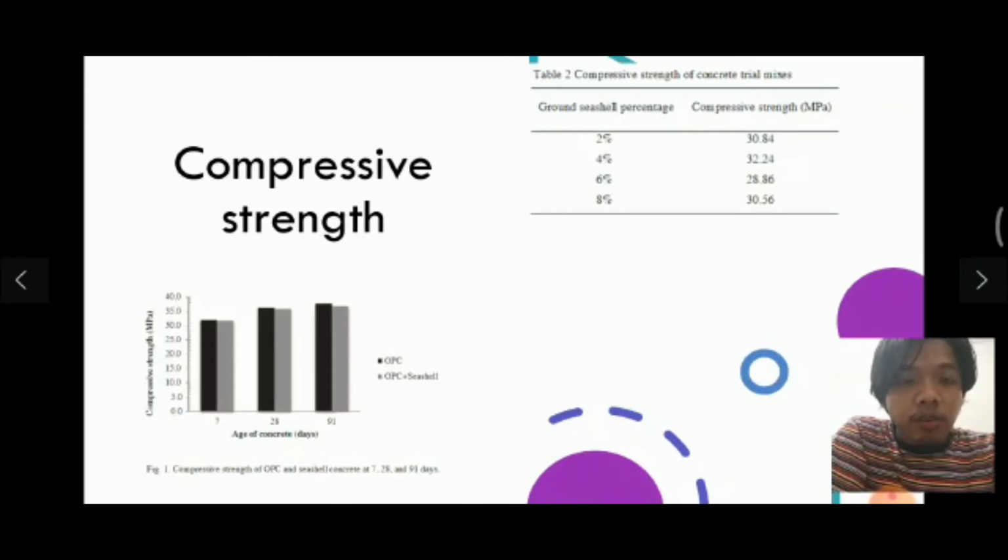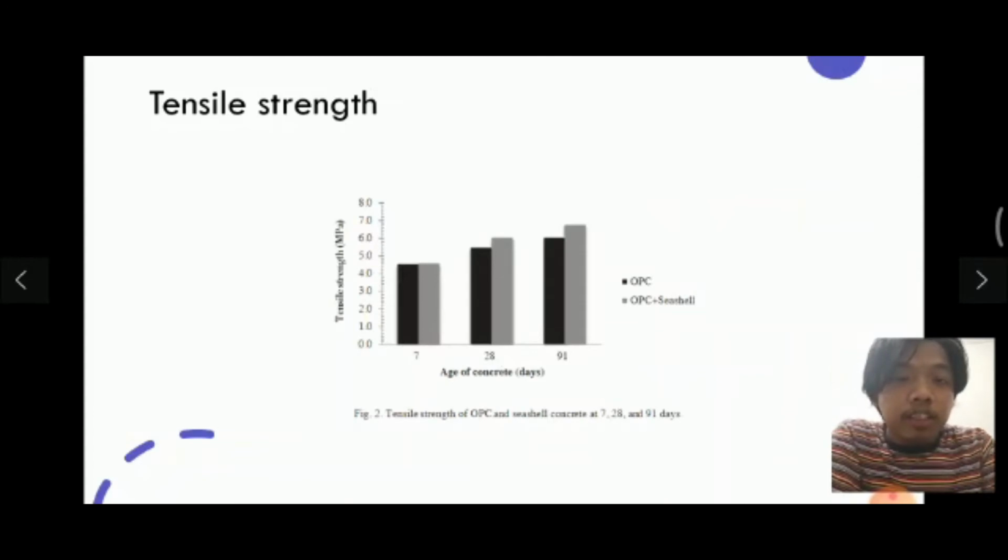As you can see from the graph below, we have a compressive strength versus age of concrete graph. The black one is OPC and the grey one is OPC plus seashell. For the 7 days, we can see that the OPC is stronger, and the second day is also the same, and the third day also the same. It means the OPC is stronger than the OPC plus seashell.